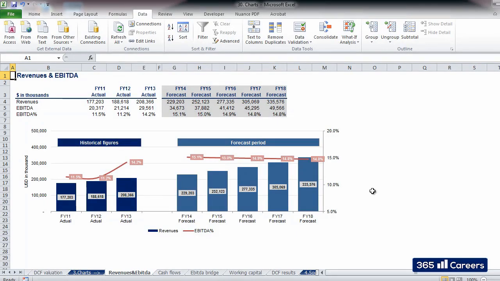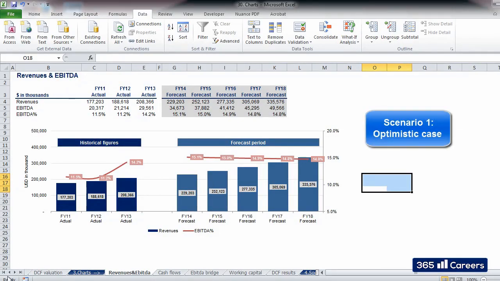scenario's assumptions and linearity. Let's start with the first chart, which is in the sheet Revenue and EBITDA. This is a combination of column and line charts. Historical and forecast figures are well separated. What we can see from the chart is that revenues experience a strong growth throughout the forecast period. The EBITDA margin is also slightly higher than the one observed during the historical period. It remains in line throughout the whole forecast period, which is fine. This is the optimistic scenario, and it is okay to have slightly better than historical results.